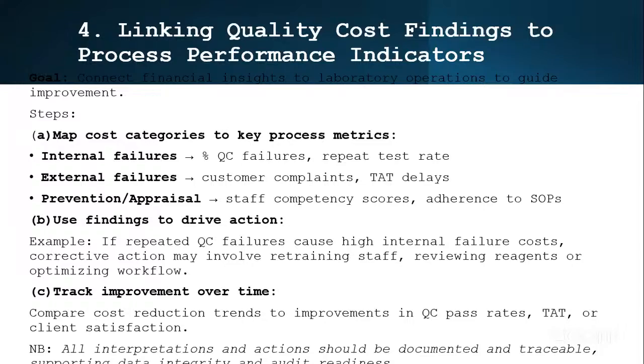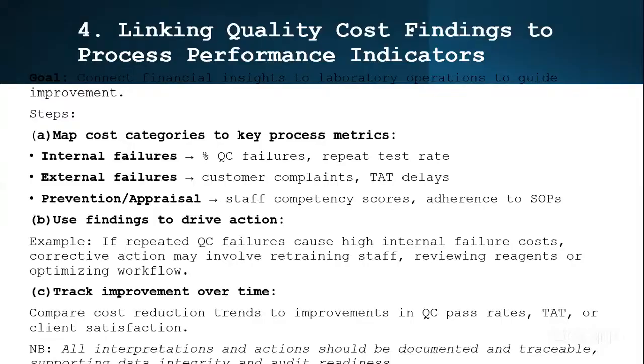So, linking quality cost findings to process performance indicators. The goal is always to connect financial insights to laboratory operations to guide improvement. Steps. Number one, you map cost categories to key process metrics. How do you do this? Look at internal failures. For example, look at your internal failure cause. What process is actually contributing the highest to your internal failure cause? Is it QC failures? Is it repeat testing rate?